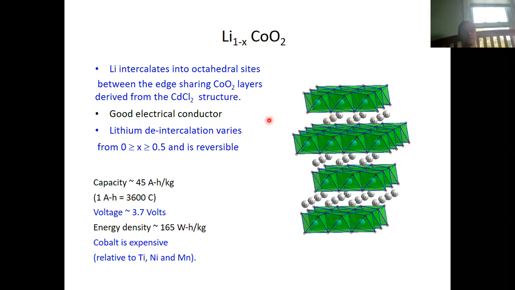However, there are certain limitations to this. So the lithium deintercalation can only vary between 0 and 0.5. So you can only remove about 50% of the lithium ions from the compound LiCoO2. If you move more lithium ions out of that structure, the structure becomes unstable and the reintercalation doesn't work anymore. So you must always leave a certain number of lithium ions in between these sheets. Otherwise, you will destabilize the chemical system too much and the layers start to collapse.